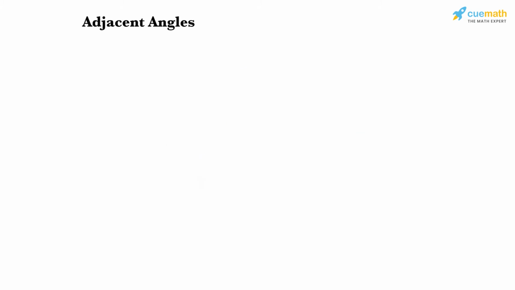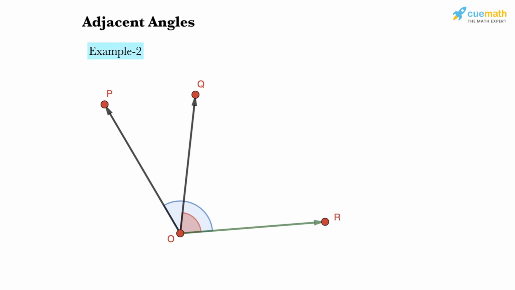Now, let's take a second example. Observe this figure closely, in which I have highlighted angles POR and angle QOR. These two angles have the same vertex, the point O. They also have a common arm, the arm OR. So can we say that these two angles are adjacent? Think about it for a moment.